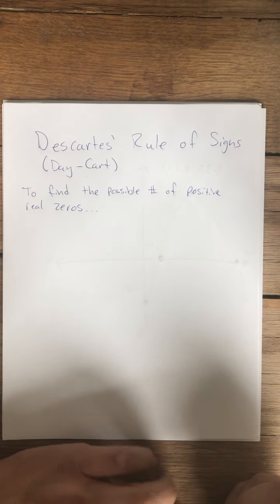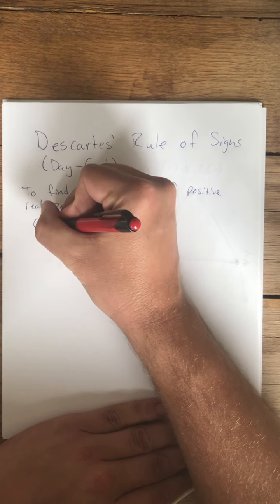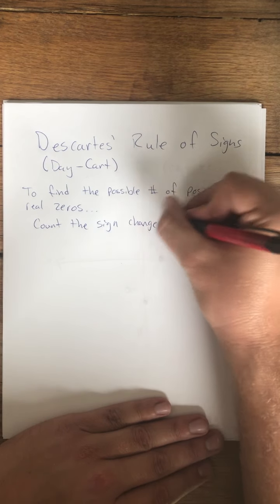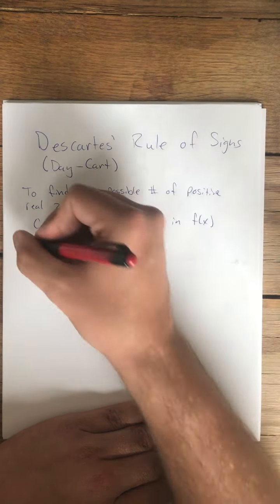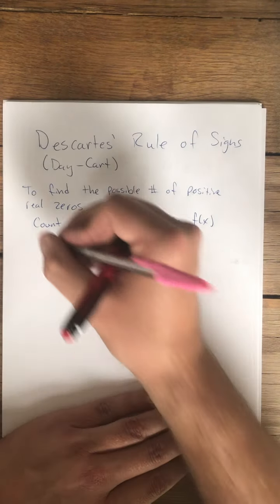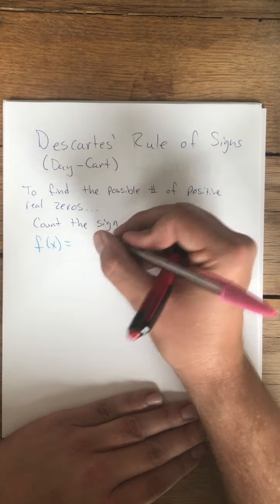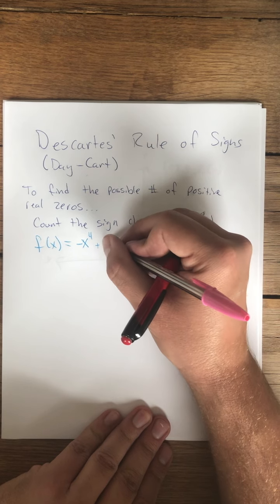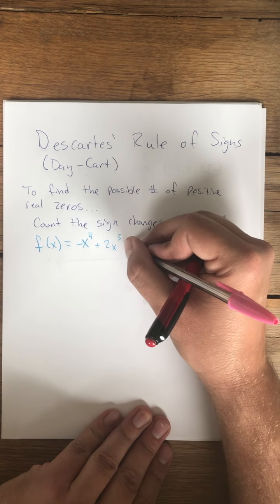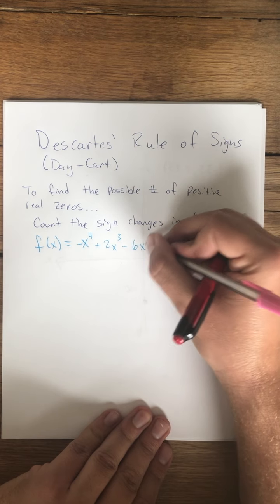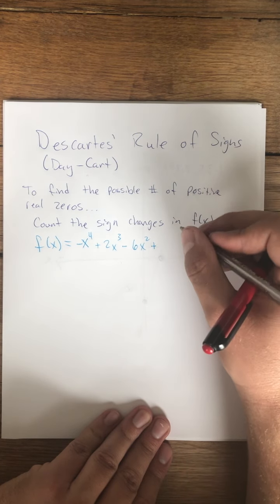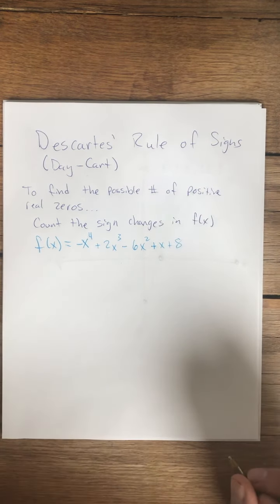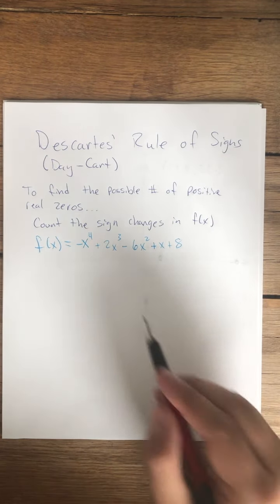So to find the possible number of positive real zeros, we count the sign changes. We count the sign changes in f of x. So let's say f of x is negative x to the 4th plus 2x cubed minus 6x squared plus x plus 8. So if this is the function, we are going to count the sign changes.